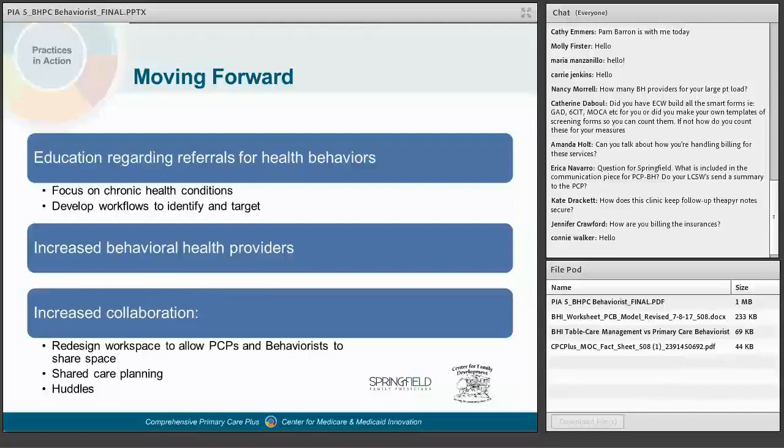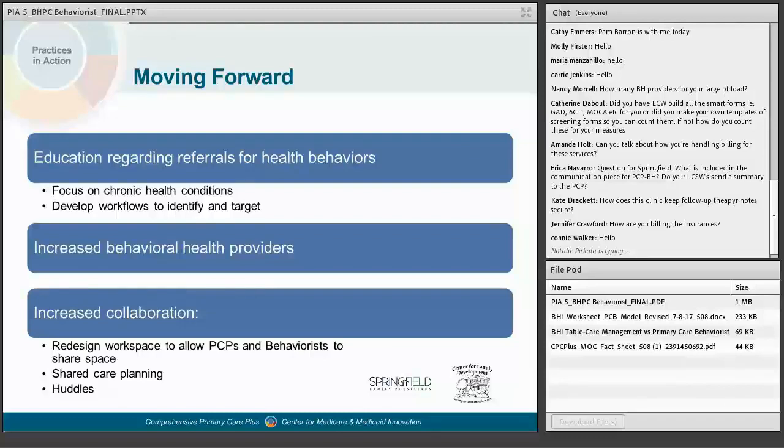And as we do that, we will likely need to increase the number of behavioral health providers that we have. Currently, our providers are all fairly busy, and so just over time, I'm sure at some point we will need more behavioral health providers. And then lastly, just continuing to work on the increase in collaboration. I think ideally we would like to have a workspace that has the primary care and behavioral health providers all in one shared space.